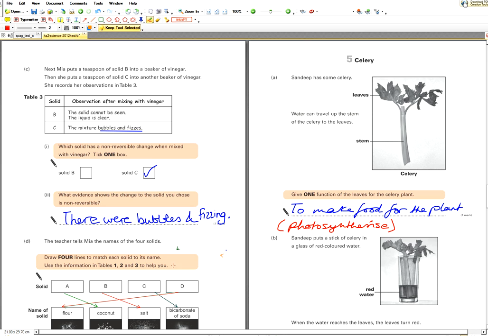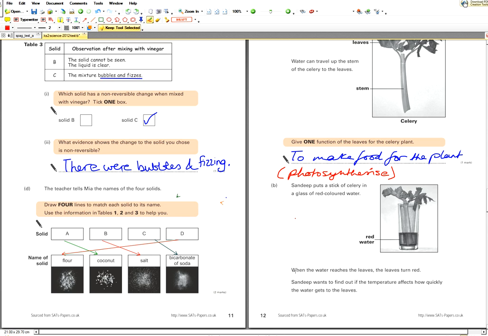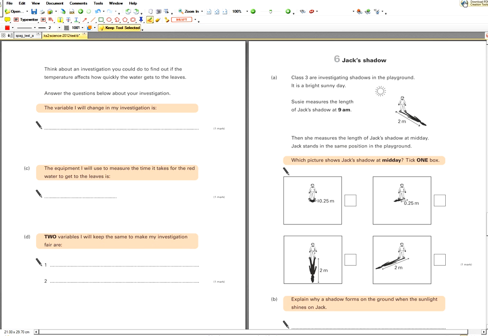Okay, next. Let's read the next part. Sandeep puts a stick of celery in a glass of red colored water. When the water reaches the leaves they turn red. Sandeep wants to find out if the temperature affects how quickly the water gets to the leaves. Think about an investigation you could do to find out if the temperature affects how quickly the water gets to the leaf. Answer the questions below about your investigation.